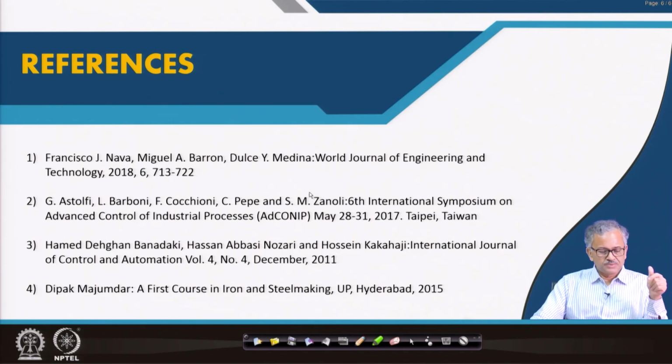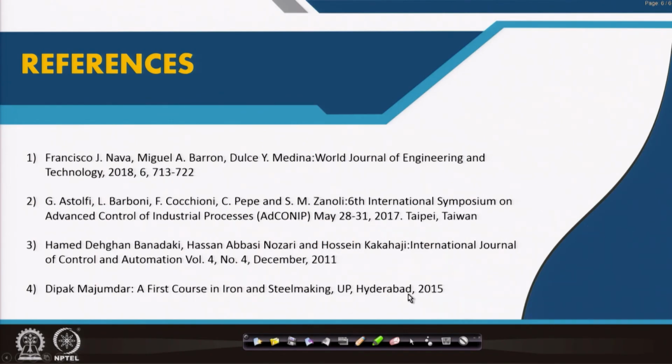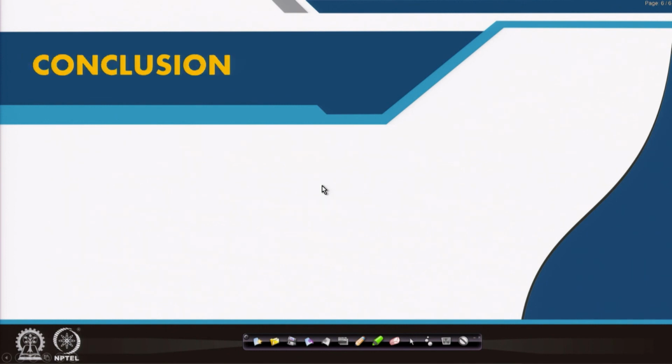So these are some of the references. These are basically taken from the literature for different reheating furnaces.